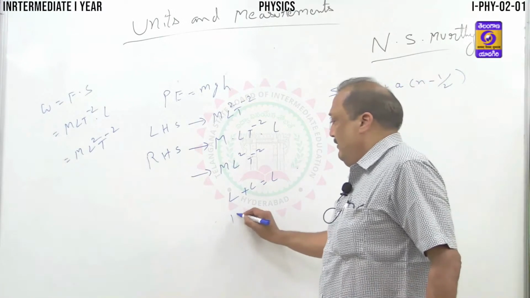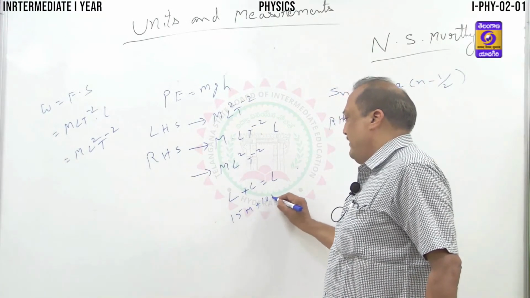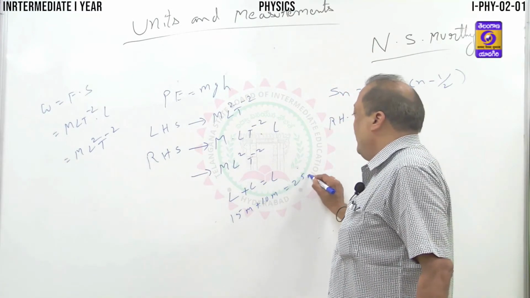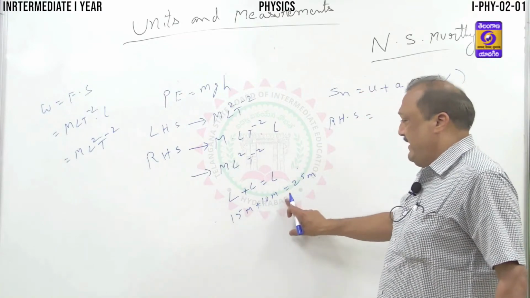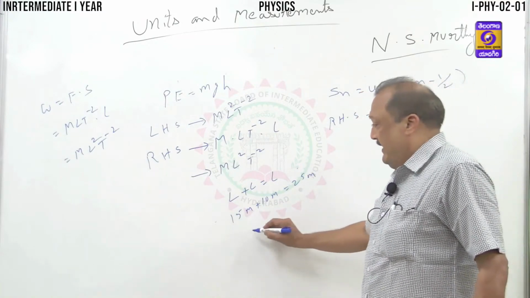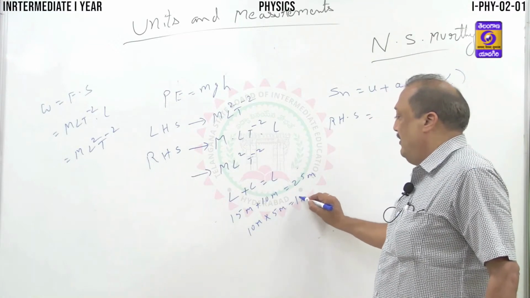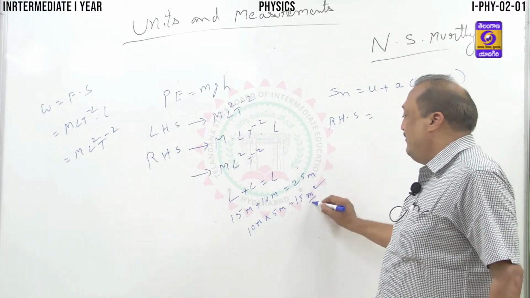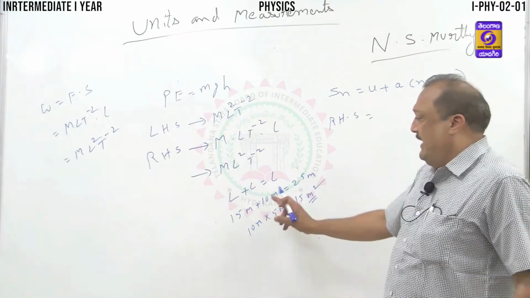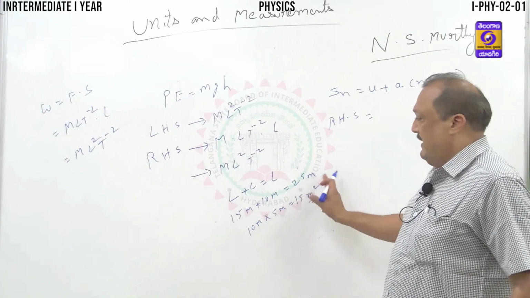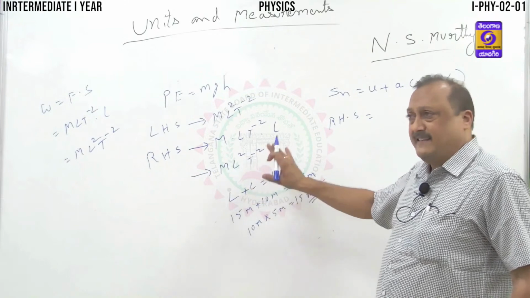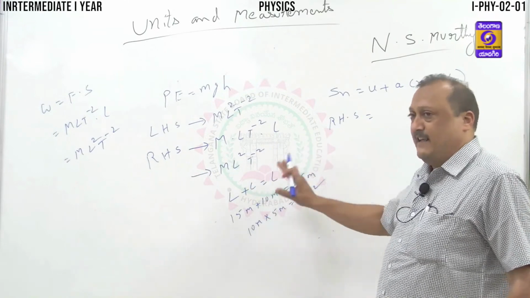For example, 15 meters plus 10 meters equals 25 meters. Meter plus meter is meter only. But 10 meters into 5 meters equals 50 meters square, that is a unit of area. If we add two units, it gives the same unit. So length plus length is L, not 2L. L plus L is L only.